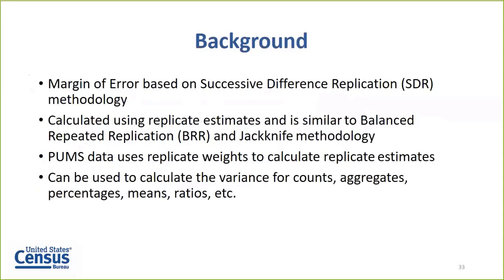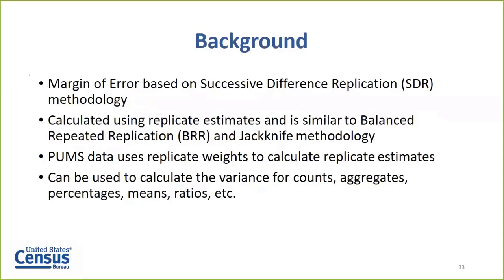So first, some background. The method we are using is called the Successive Difference Replication Method, or SDR. And SDR is similar to the Balanced Repeated Replication, or BRR, method, as well as the Jackknife method. All of these methods use replicate estimates to calculate the variance. The full method involves a number of steps. However, I will only focus on the formula used to compute the variance.